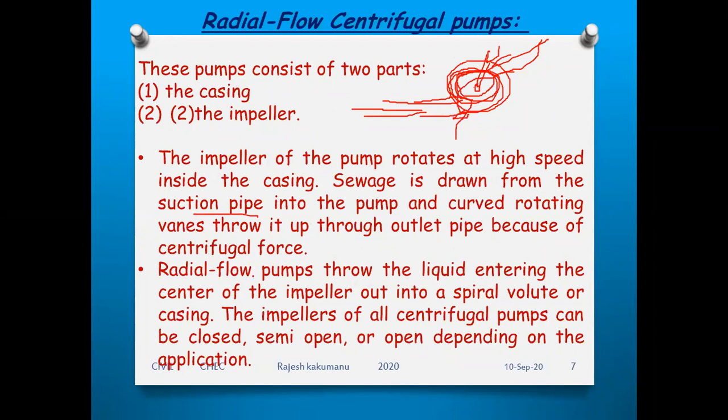Next, the radial flow pumps throw the liquid entering the center of the impeller out in a spiral volume or casing. What is happening? The water goes in and circulates inside, so it makes a round and is automatically flushed out. The radial flow pumps throw the liquid entering the casing of the impeller out into the spiral volume. The impellers of all centrifugal pumps can be closed, semi-open or open depending upon the application.